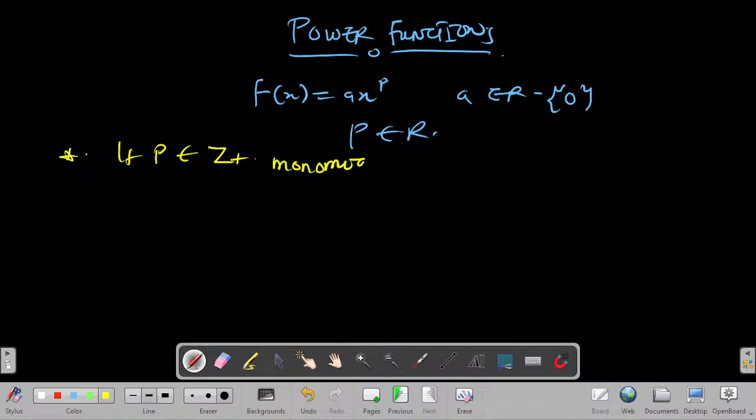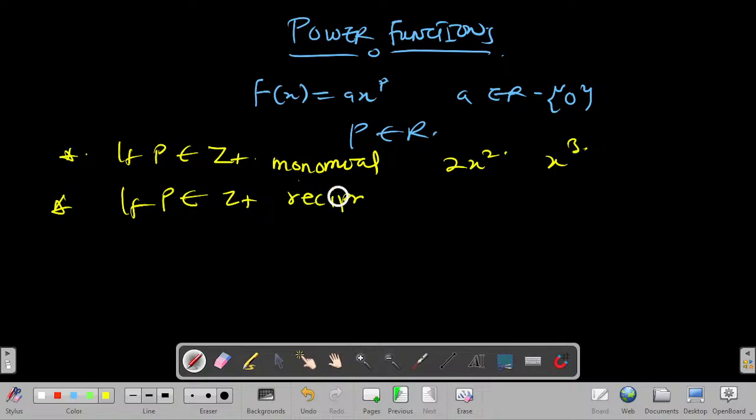A monomial. Example, if you have 2x squared, if you have x cubed, we call it a monomial. So a monomial is simply a power function where p is a positive integer. The second type is if p is a member of negative integers, we get what we call a reciprocal function.